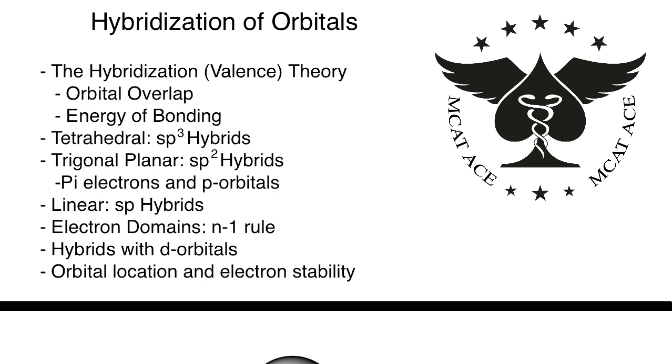And hybridization of orbitals is when we take two types of orbitals, for instance an s and a p orbital, and they combine together in order to create a hybrid orbital or an sp orbital. Now, when we deal with hybridization, this is one theory of many that can help us explain bonding and what's going on in terms of sharing of electrons and transfer of electrons and things of that nature.